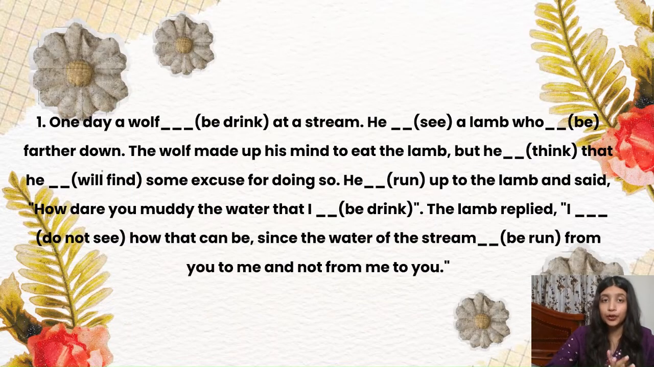One day a wolf was drinking at a stream. He saw a lamb who was farther down. The wolf made up his mind to eat the lamb, but he thought that he would find some excuse for doing so. He ran up to the lamb and said, "How dare you muddy the water that I am drinking?" The lamb replied, "I don't see how that can be, since the water of the stream was running from you to me and not from me to you."